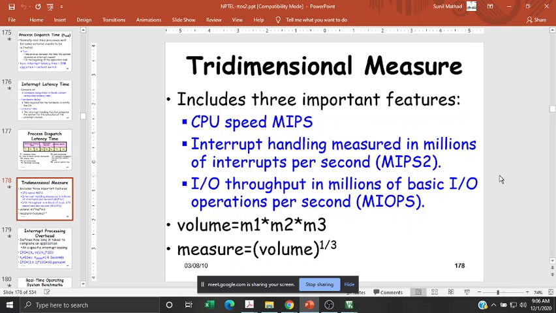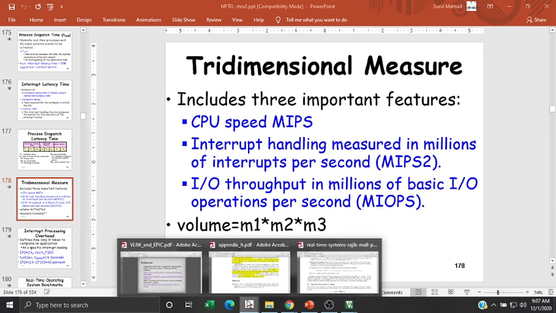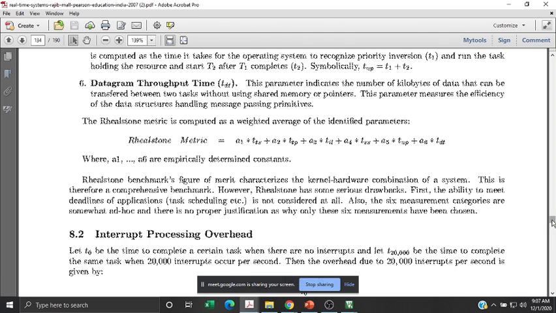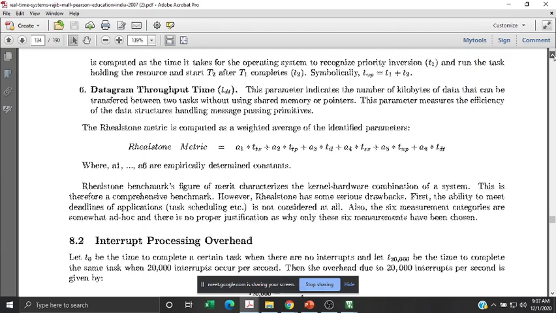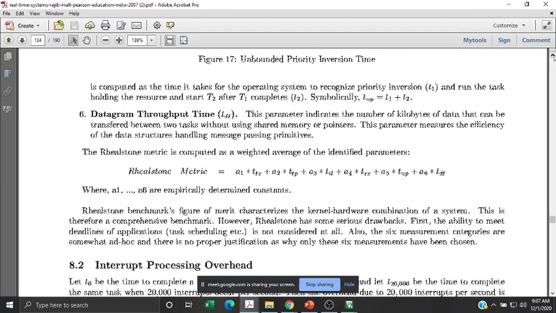So that is the tri-dimensional measure. Other than that, we also stated, because that is not available in the slides directly, so he's jumping directly to the other stuff. There were somewhere around seven parameters. We studied unbounded priority inversions, datagram throughput, and semaphore shuffling. All these are in terms of the Rhealstone metric.